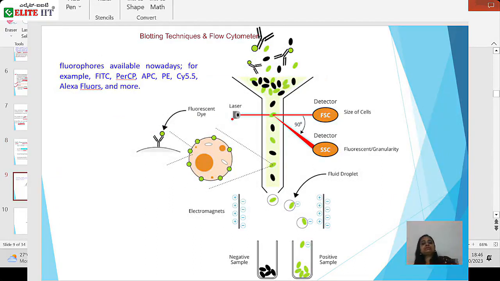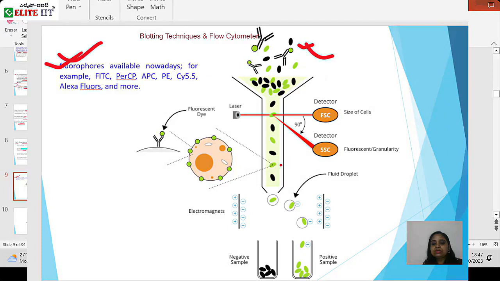Now, what are the fluorophores added? Examples of fluorophores are FITC, PerCP, APC, PE-Cy5.5. These are the names of a few fluorophores which are labeled with antibodies, so they are actually giving the fluorescent color. In this case, if you see, a mixture of antigens is there. Now antibodies are given, and antibodies bind with the specific antigen, and it should come out with the antigen.